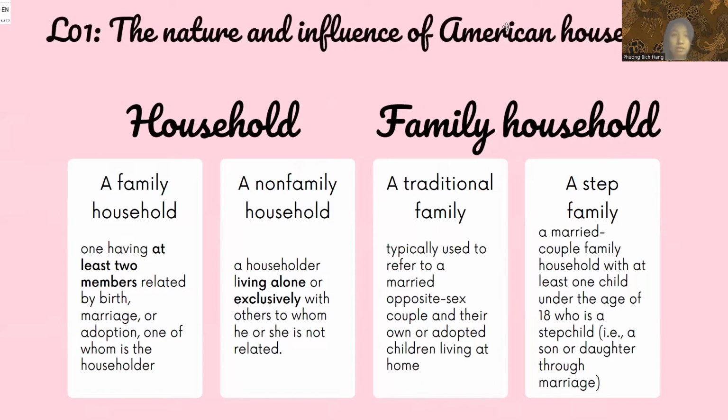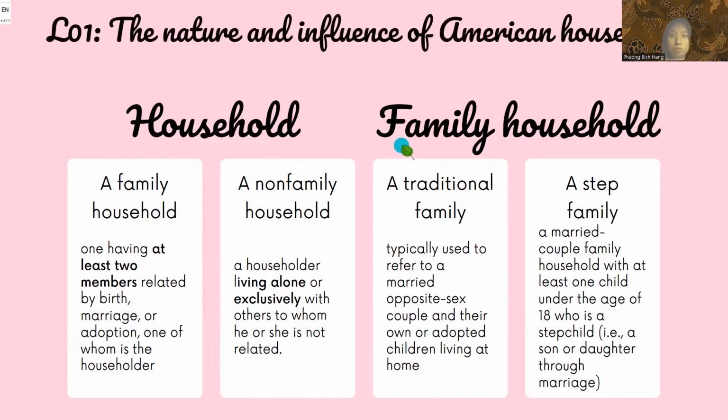In this learning objective, there are quite a lot of definitions that we have to cover. The first is about households. A household is all the people who occupy a housing unit. Inside of household, we have two types of households. The first one is a family household, one having at least two members related by birth, marriage, or adoption, one of whom is the householder. The householder could be male or female.